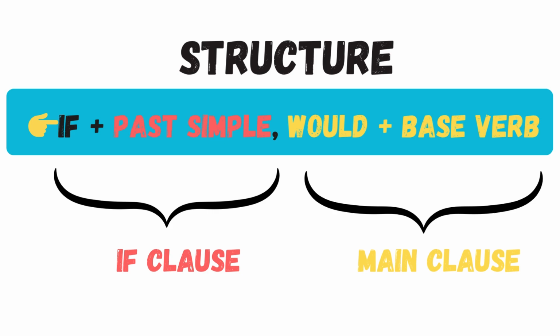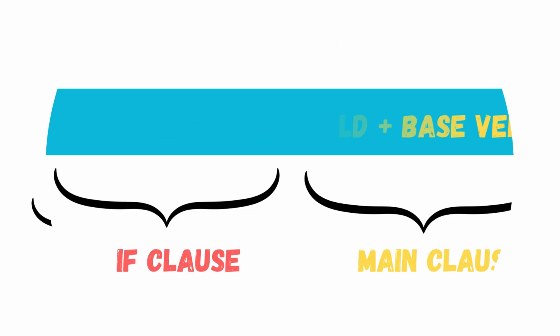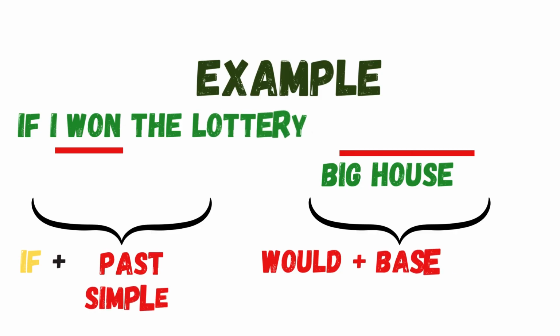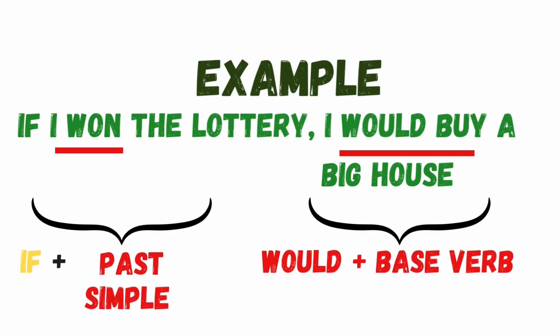Even though we use the past simple tense, we are not talking about the past, it just shows that the situation is not real. Example 1. If I won the lottery, I would buy a big house. If clause, condition: if I won the lottery, past simple, imaginary. Main clause, result: I would buy a big house, would plus base verb. This means that winning the lottery is unlikely right now, but if it happened, buying a big house would be the result.